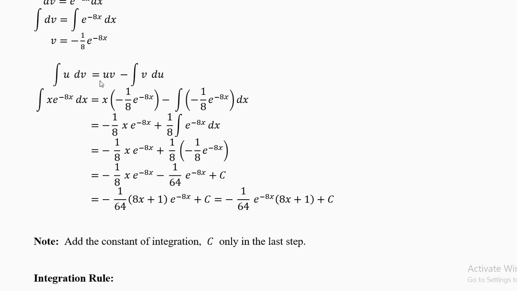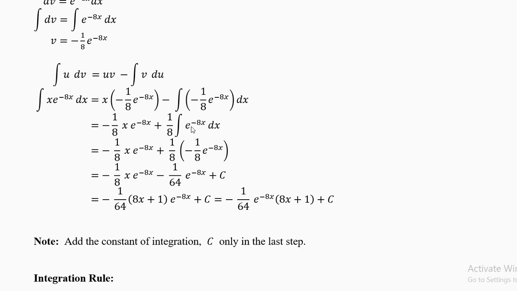Now integral u dv equal to uv minus integral v du. You have to keep writing this formula in every question. Now v equal to bracket minus 1 by 8 e power minus 8x. Always use extra brackets. You can remove them. This will become minus 1 by 8 x e power minus 8x. Copy it in 3-4 steps till you finish the answer. The second part is minus integral v du. Minus integral bracket minus 1 over 8 e power minus 8x. Minus into minus is plus. You will get 1 by 8 e power minus 8x dx.